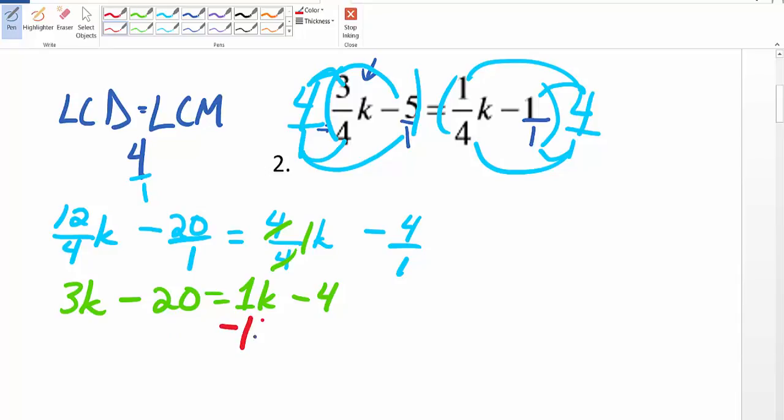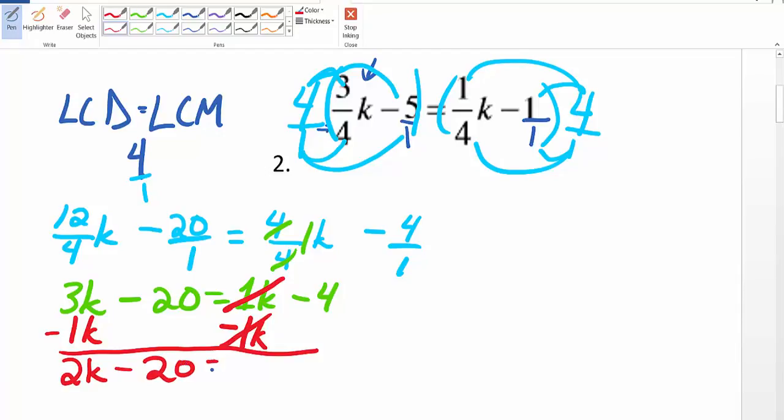So, let's get all of the k's on one side. And in order to do that, what we do to one side of the equation, we have to do to the other. So, we'll go ahead and subtract 1k from both sides, leaving us then with a total of 2k's on the left side, minus 20 equals -4. Well, now we want to get all of the numbers on one side and k's on the other, so this -20 doesn't really have anything to do with the k, so we're going to go ahead and add that to both sides. Just keep in mind, it's -20 right now.